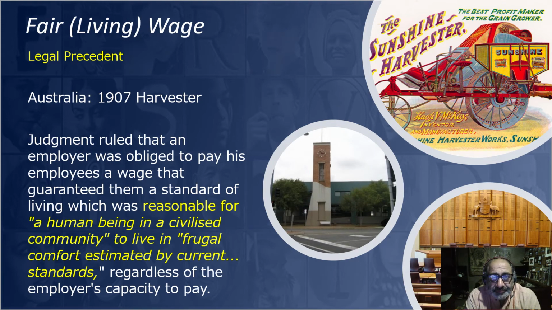They went to court, and at court, Justice Higgins made a ruling that had landmark implications for Australia. Basically, have a look at this. He said the judgment ruled that an employer was obliged to pay his employees a wage that guaranteed them a standard of living which was reasonable for a human being in a civilized community to live in frugal comfort, so basic comfort, estimated by current standards. And this last point is very, very important: regardless of the employer's capacity to pay.